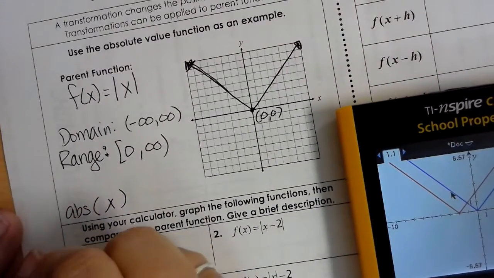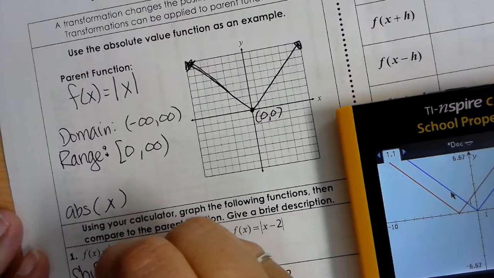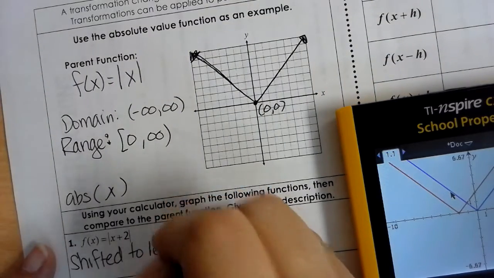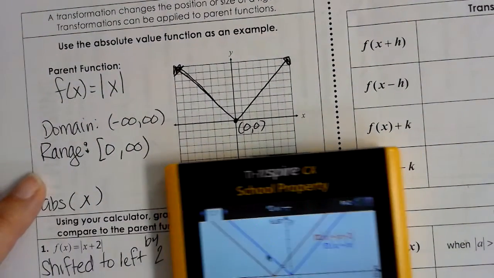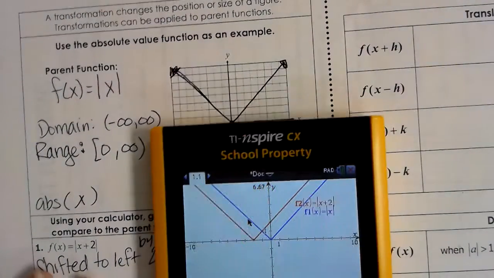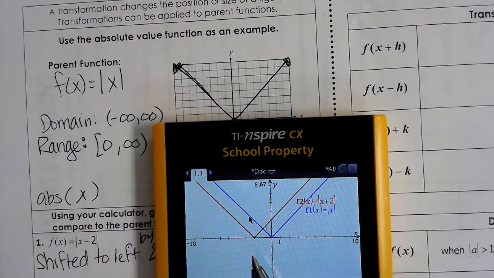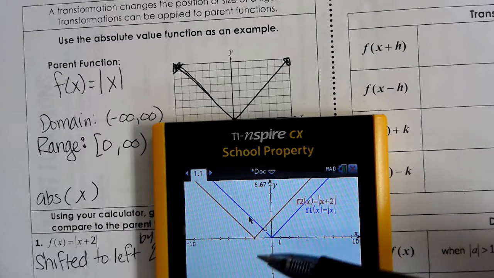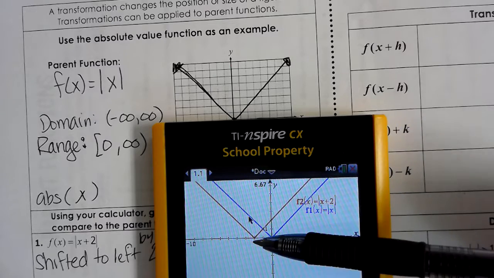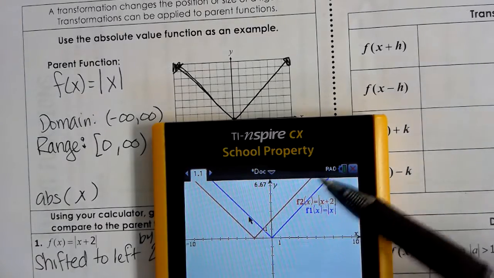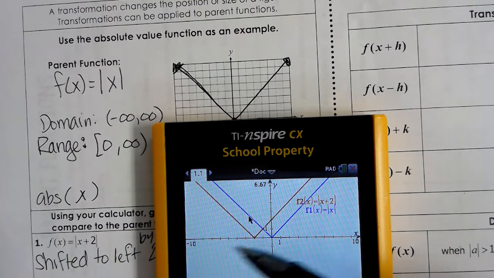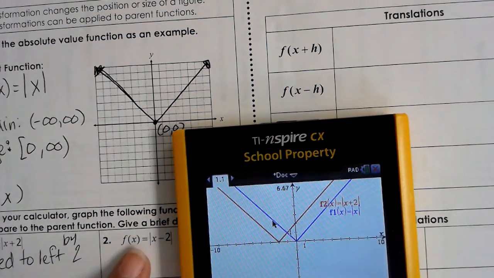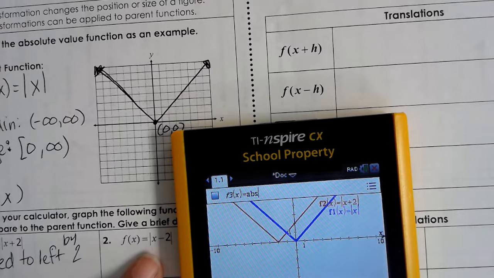So what is our new domain? This one has shifted to the left 2. Okay, and our domain hasn't really changed because it's still all real numbers, and our range in this case has not changed either because it's still starting at 0. The value of x has changed; it's -2, 0. But when we're talking about the range, we're only worried about the y value, so y is 0. All real numbers still applies because even though our point has shifted over, we're still going from negative infinity to infinity.